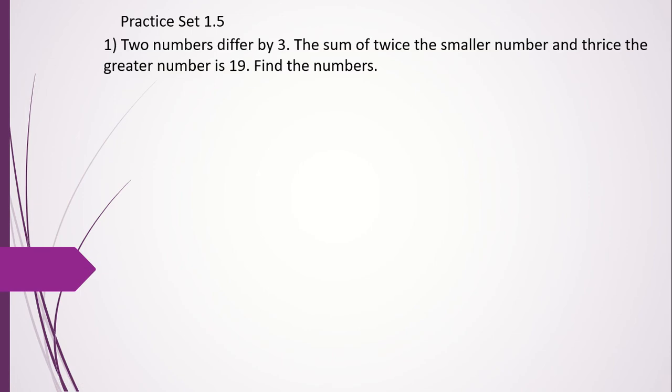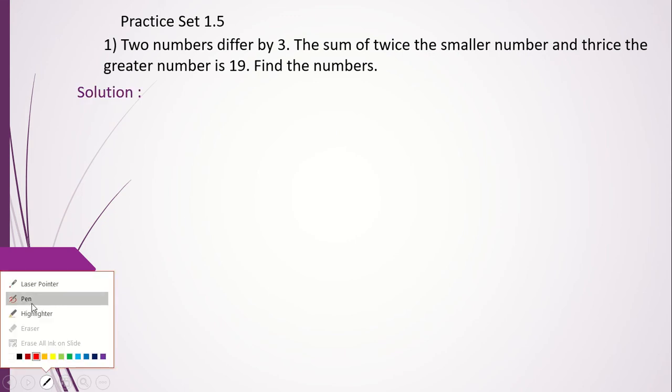The method is to thoroughly read the question first, then read it in parts and see what is given, then try to form the equations based on it. Now let us read question number 1 first, practice set 1.5. Two numbers differ by 3. The sum of twice the smaller number and thrice the greater number is 19. Find the numbers.